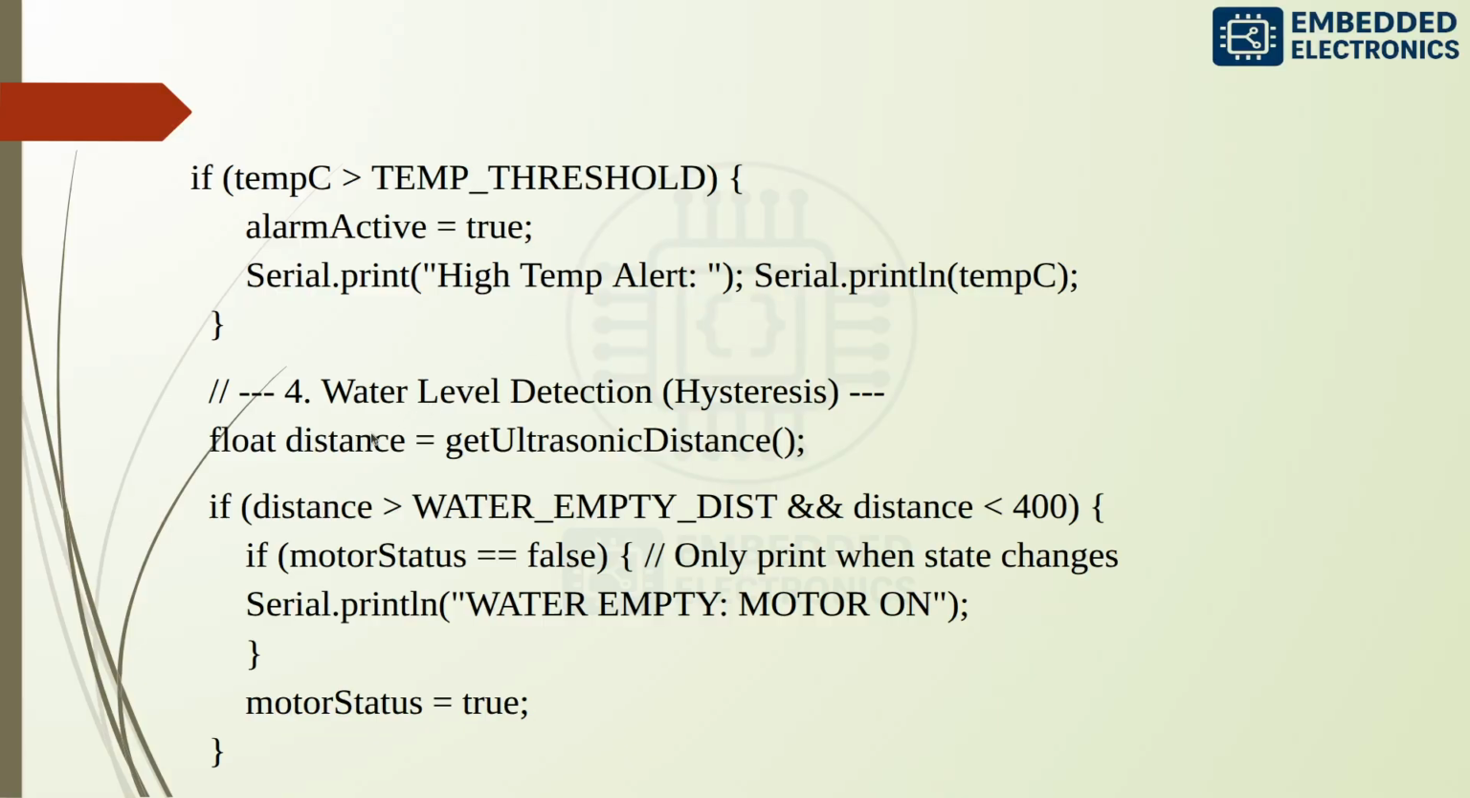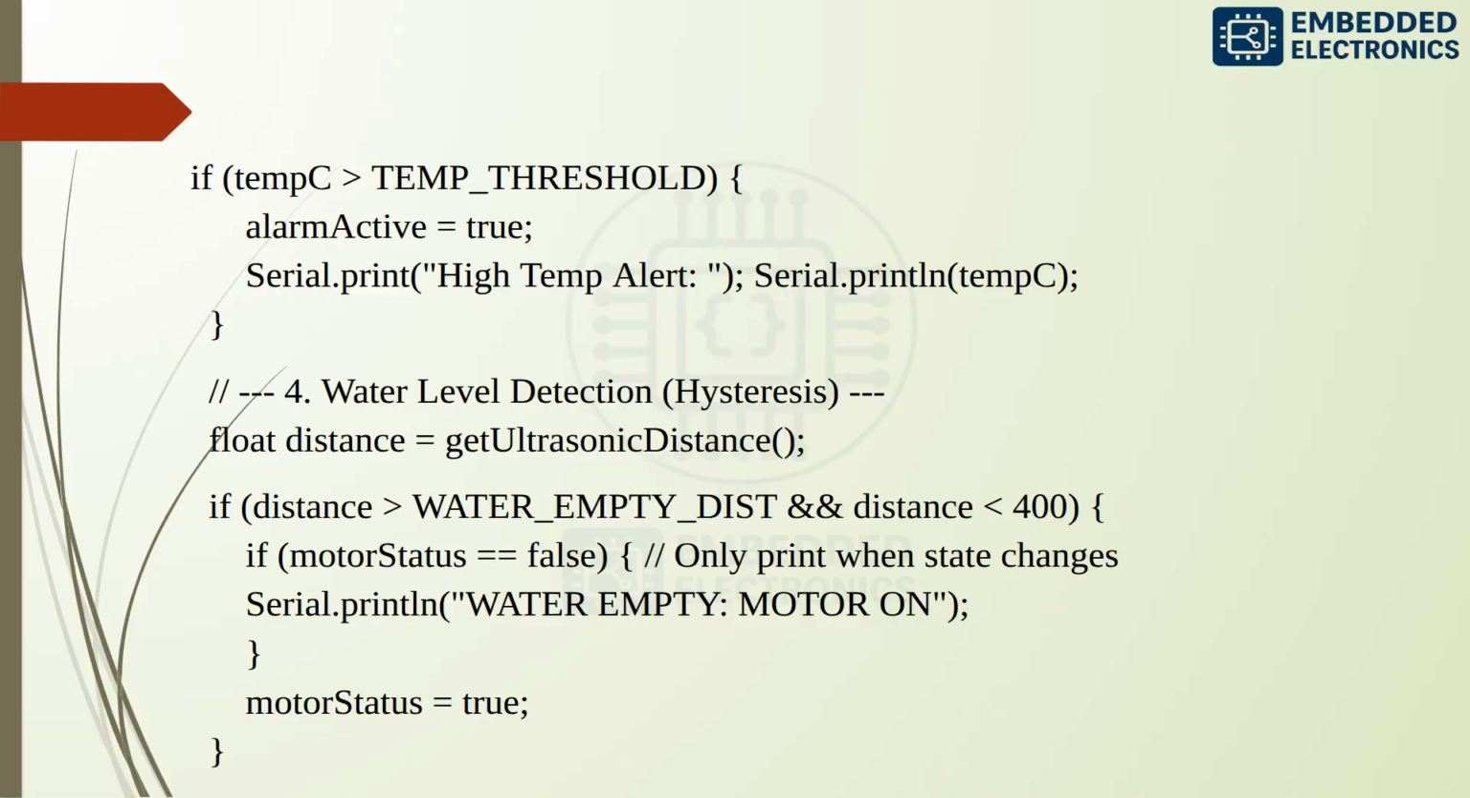Next is the water management. Here we use the ultrasonic sensor. The code uses a custom function called get ultrasonic distance. It is used to measure how far away the water surface is, using the pin number 6. So here we connected the ultrasonic pin to digital pin number 6.